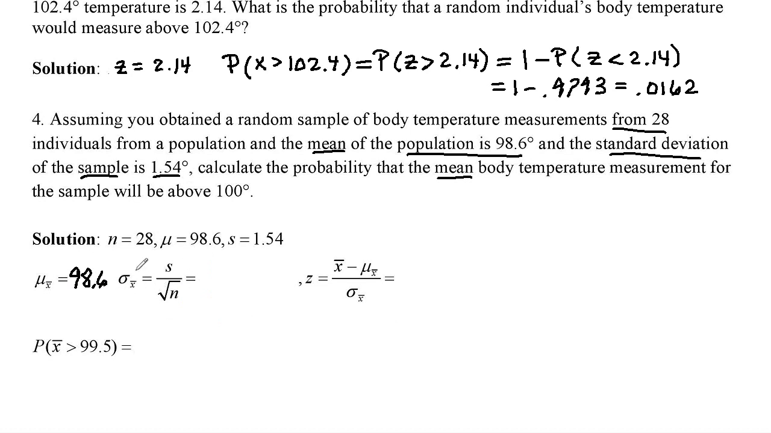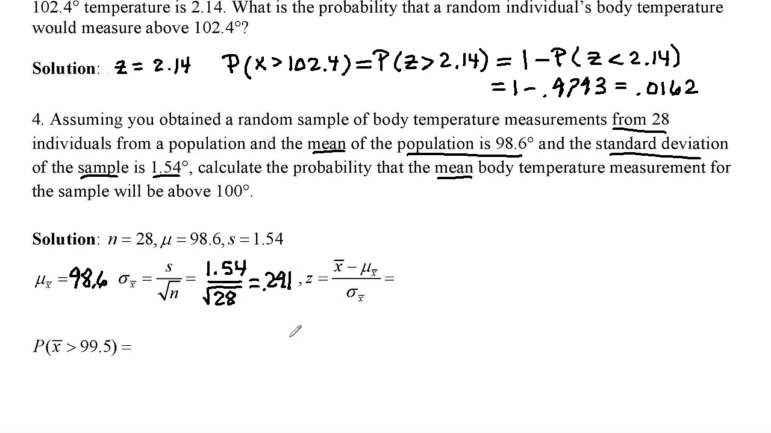And then the standard deviation for all those samples of size 28 is going to be the standard deviation of our sample, the 1.54, standard deviation of one sample, divided by square root of n. So square root of the sample size, that's the root 28. And so if you compute this on your calculator to 3 decimal places, you'll get 0.291.